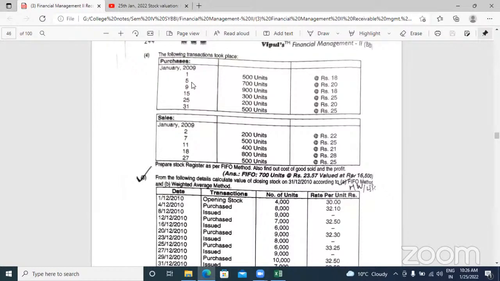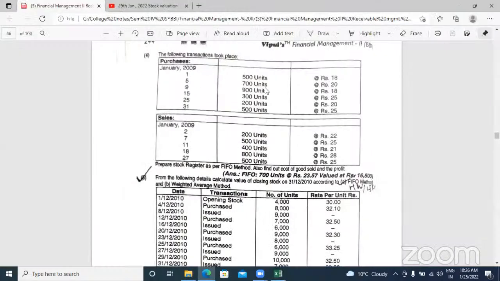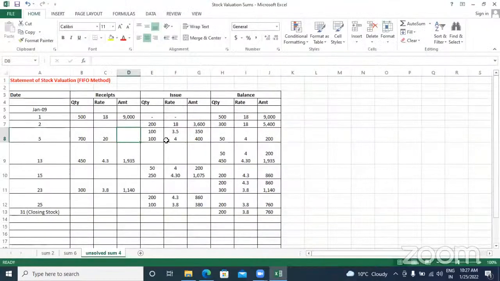Purchase. Receive. How many units purchased? 700 at the rate of 20, so what will be the amount? 14,000. Question: fifth date, 700 units at the rate of rupees 20 on 5th January 2009, so tell me what is the amount? 14,000. Okay, so issue will be nil, of course.